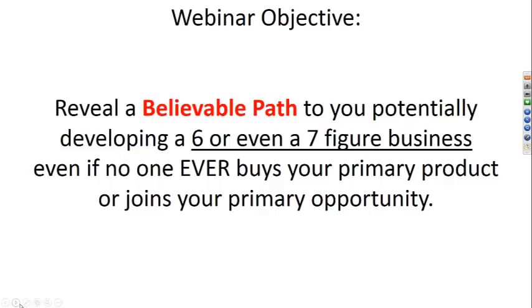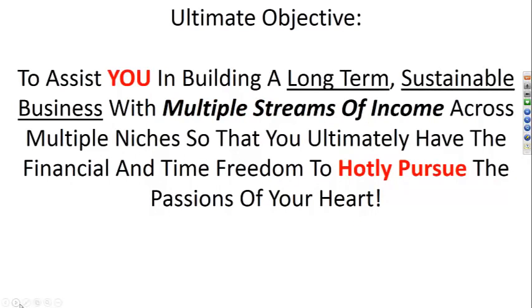You'll get a chance to get more information about how you could potentially, maybe perhaps, all of my disclaimers, develop a 6 or 7 figure business, even if no one ever buys your primary product or joins your primary opportunity. Now, our ultimate objective for you is to assist you in building a long-term sustainable business. Now, here's what you need to understand, all right? And I'm hoping that maybe you're jotting down some notes. We are recording this so that you can watch this and hear it again, all right?